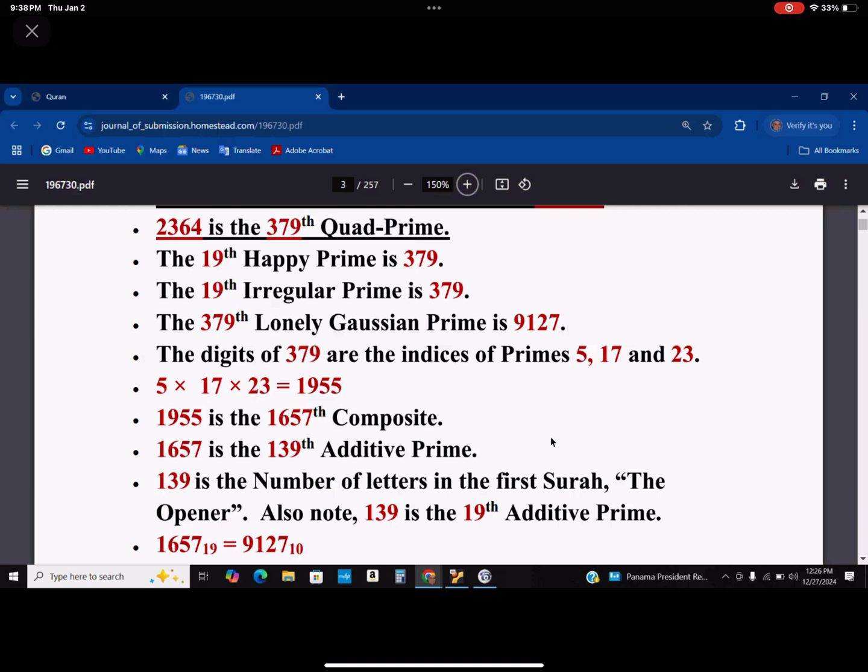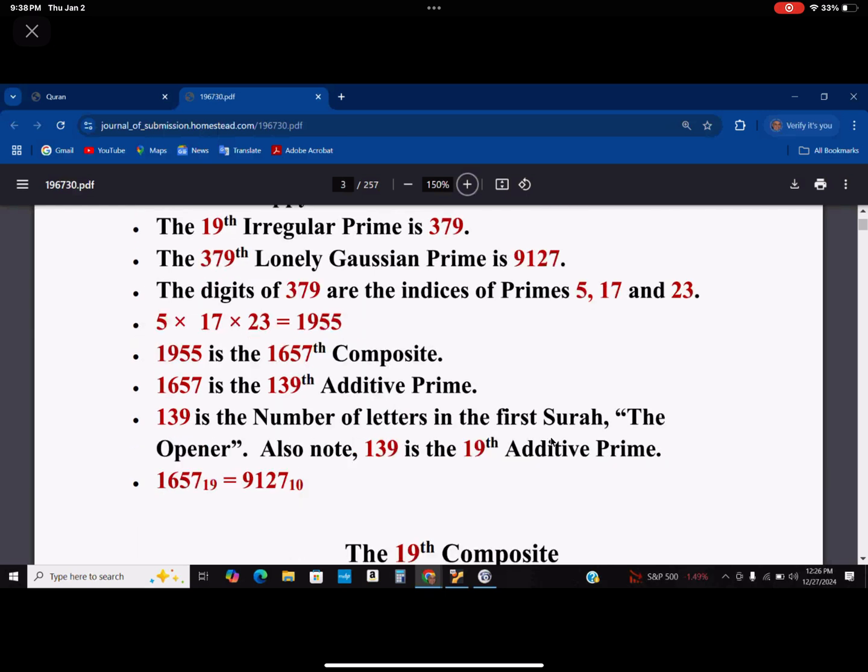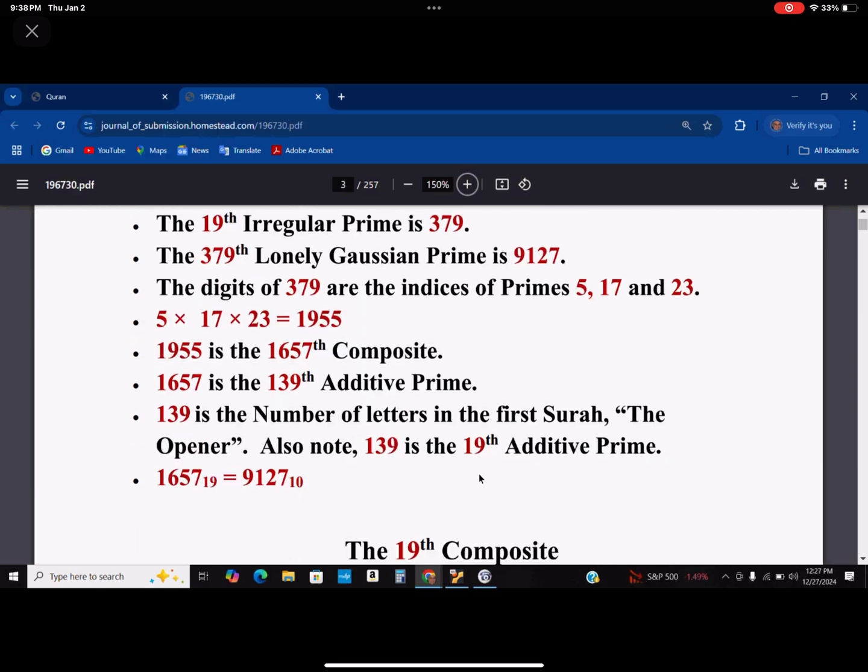Or you are going to go beg for things in other places, because you cannot do it yourself, because you rejected God's signs. That's what we read in the Quran over and over again: because they rejected our signs. So also note that, as I said, 1657 in base 19 is 9127 in base 10.